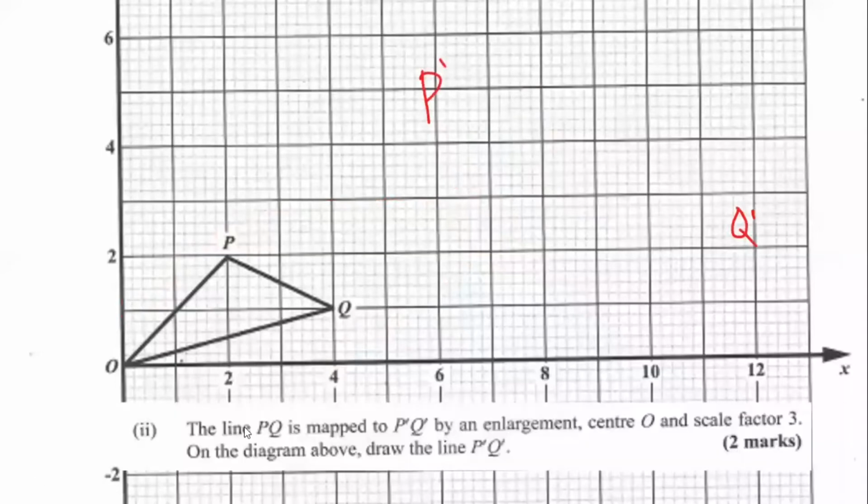So part 2 now says the line PQ is mapped to P prime, Q prime by an enlargement, center O, and a scale factor 3. On the diagram above, draw the line P prime, Q prime.